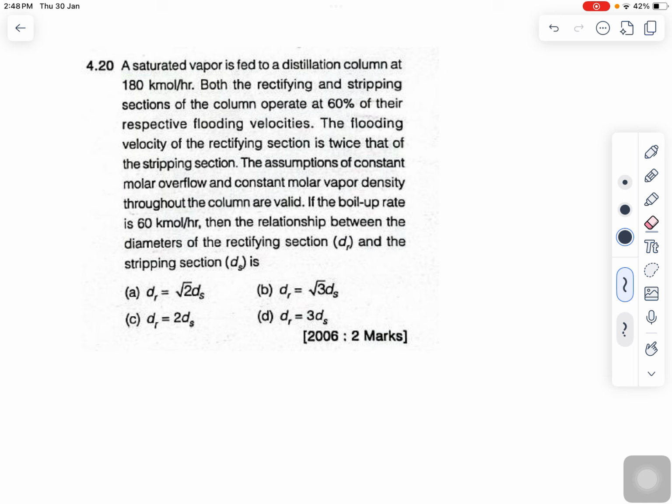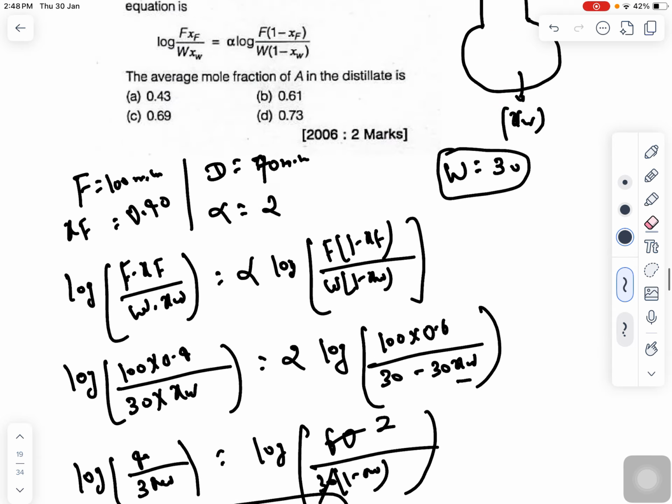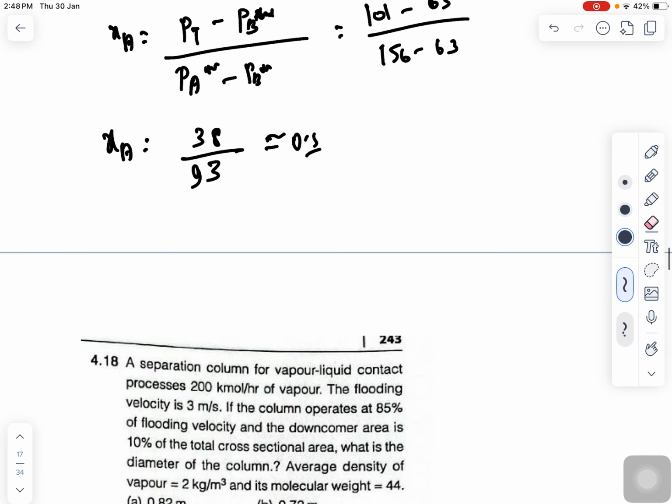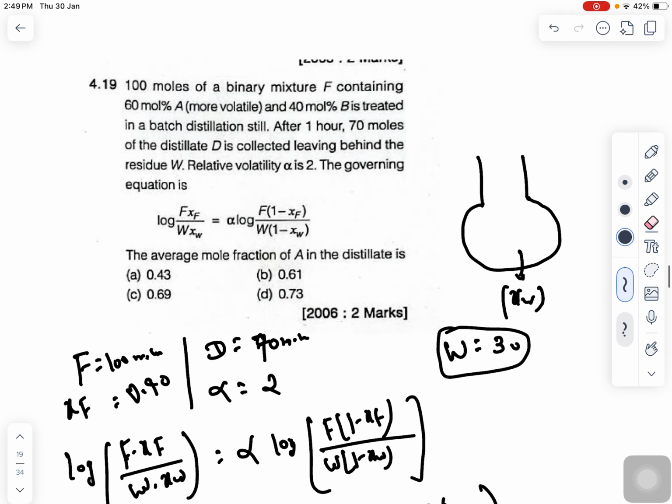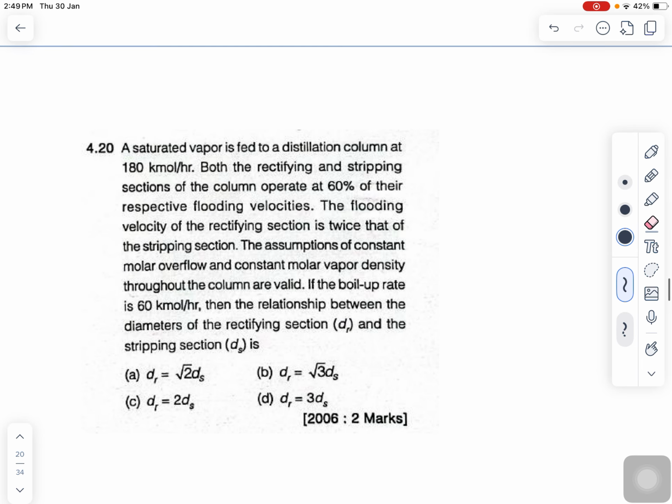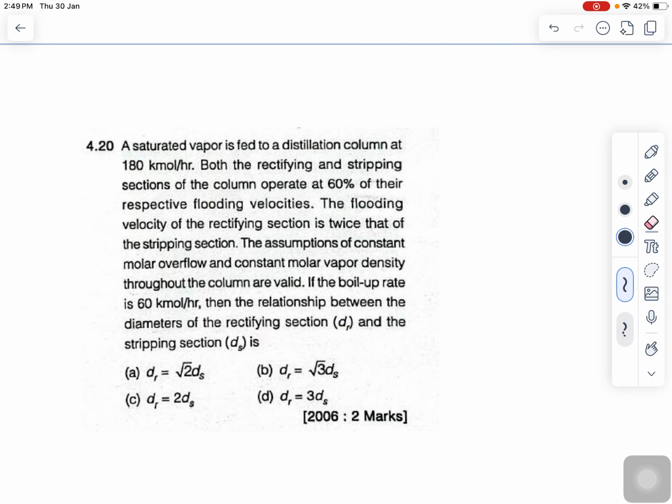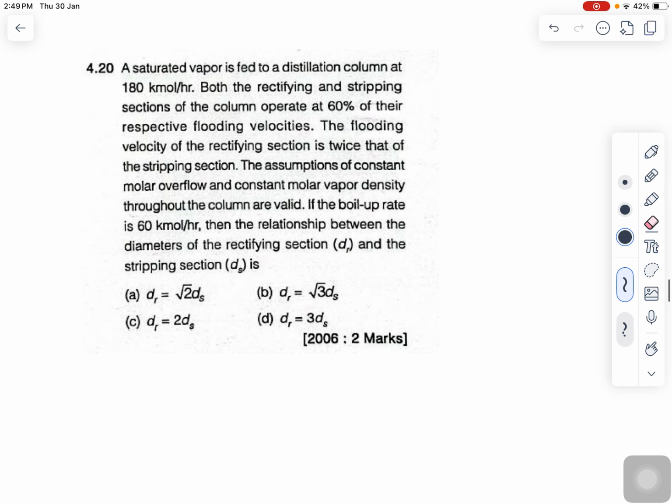Here I am going to talk about the third PYQ series of distillation, that is distillation mass transfer. I have already discussed lots of questions from distillation mass transfer, till now up to 2005. Now I will be starting with this particular problem. This question is based on the design problem and designing of a distillation column.